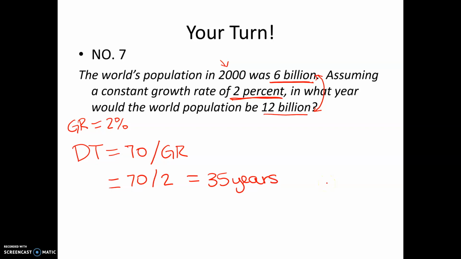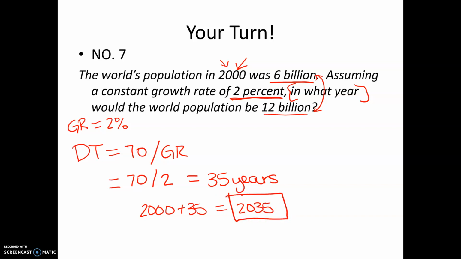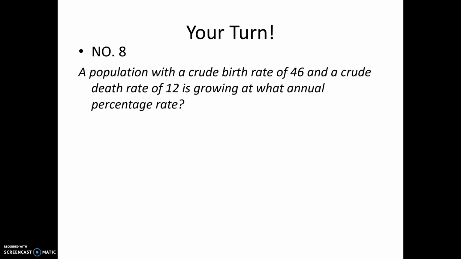Okay, so now we look back at our problem. It says, in what year would the population be 12 billion? So this says 35 years. This is not our answer. Our answer has to do with the year 2000. So we have to say 2000 plus 35 equals the year 2035. That's the answer. Make sure that you always go back to the question and figure out what they're asking for. All right, so now you have number 8, your turn.